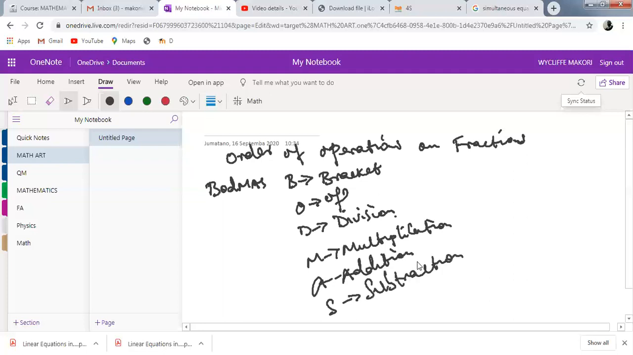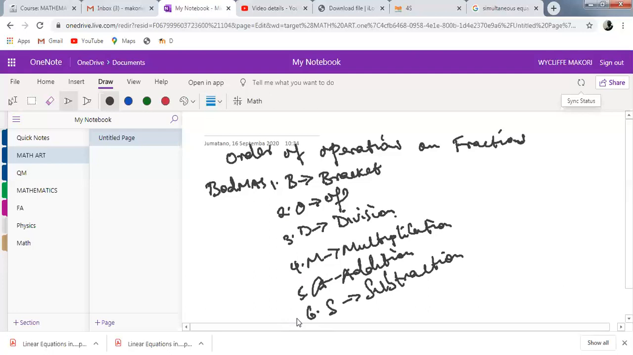So when we are operating a fraction that has more than one sign, you have a bracket somewhere, you have of, division, multiplication, addition, and subtraction, then you need to evaluate them in that order. You start with the bracket as number one, then you go to of, then division, you proceed to multiplication, then addition comes fifth, and lastly you finish with the subtraction.